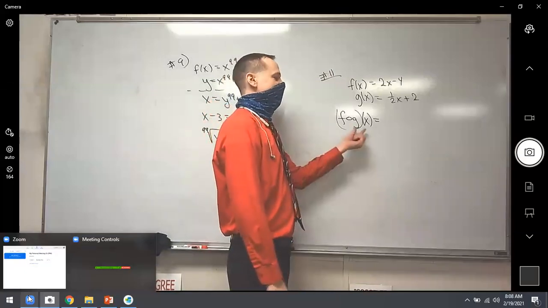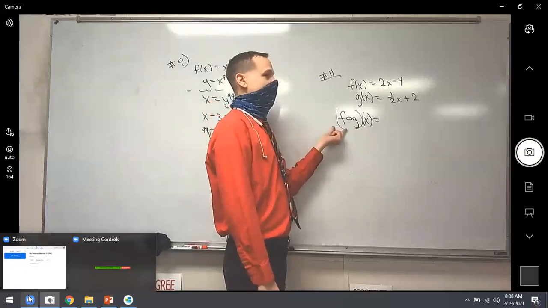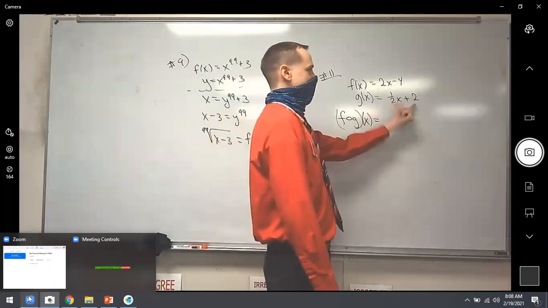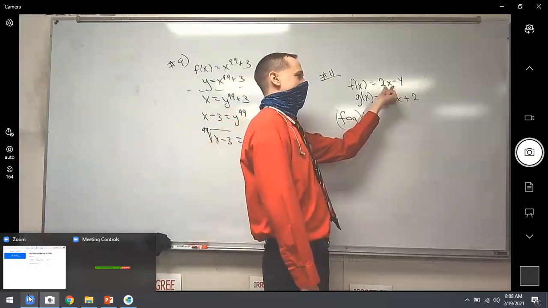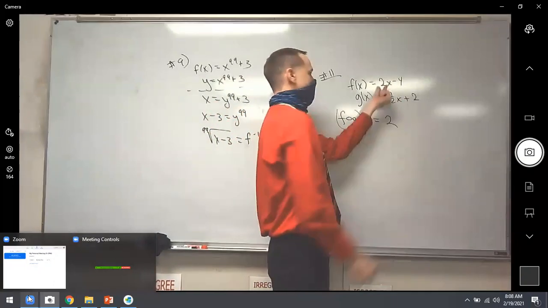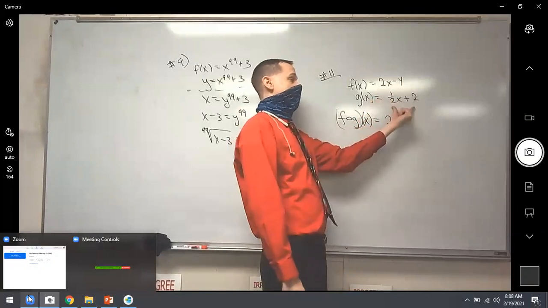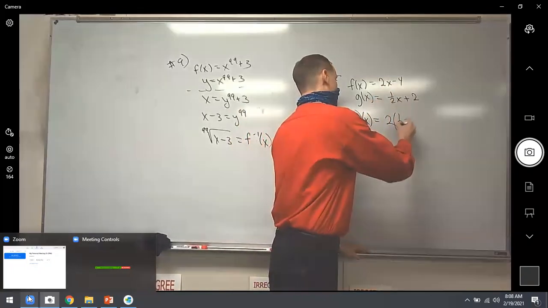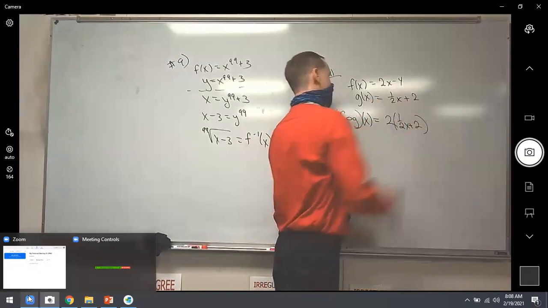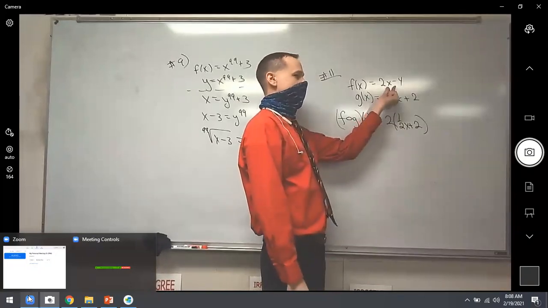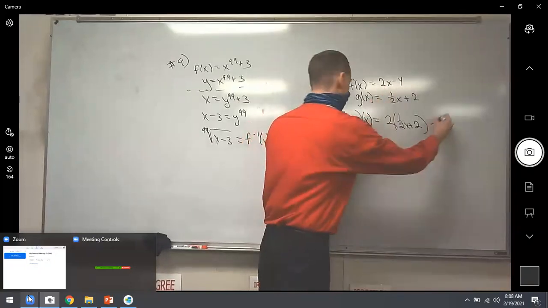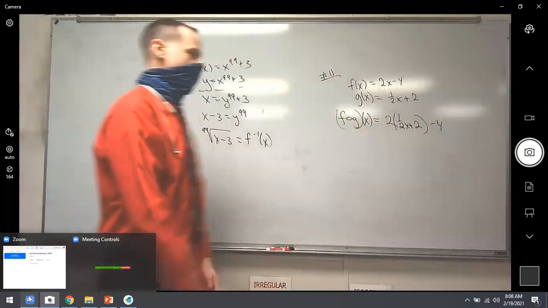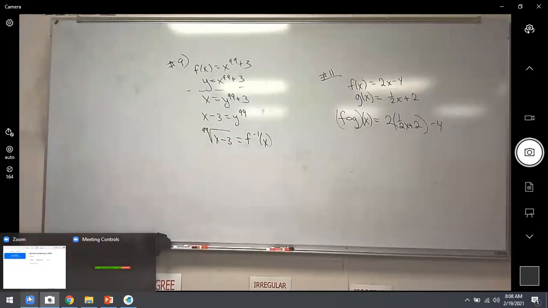Again, this means I'm taking function g and plugging it into function f. So I'm going to take this thing and plug it in for this x right here. So it's going to be 2 times what I'm plugging in, which is this whole thing, 1/2 x plus 2. And then, of course, it has a minus 4 on the end. Any questions over that composition right there? Nothing? Well, is that x? That's the question. Does that simplify to x?